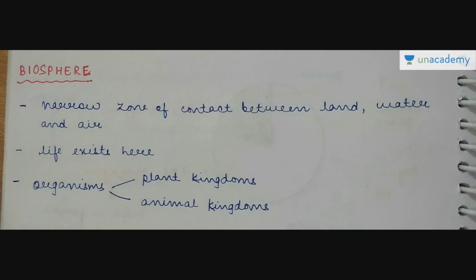Now this is the biosphere, which is a narrow zone of interaction of all three zones we have seen. Life exists here. So mostly the organisms are of two kingdoms, the plant and the animal kingdoms.